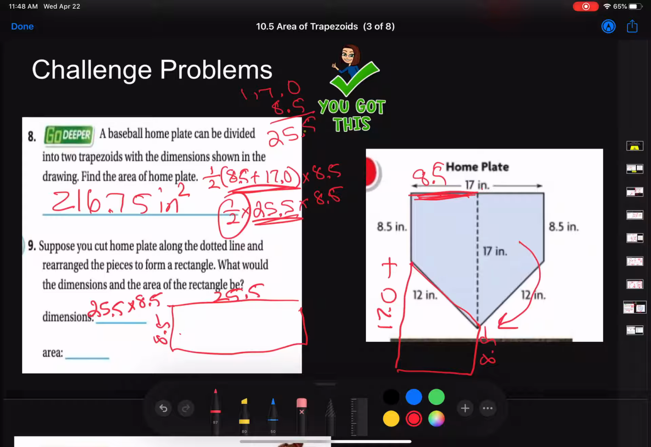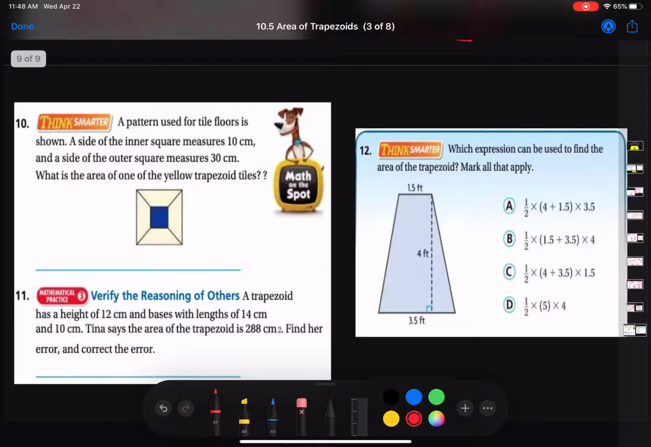So whether you're trying to find the area of it as a trapezoid, it's two trapezoids that make a home plate, or if we rearrange, the shapes have not changed in size. We just moved the shapes around and we made a rectangle. So your area is still going to be 216 and 75 inches squared. Okay, last one.